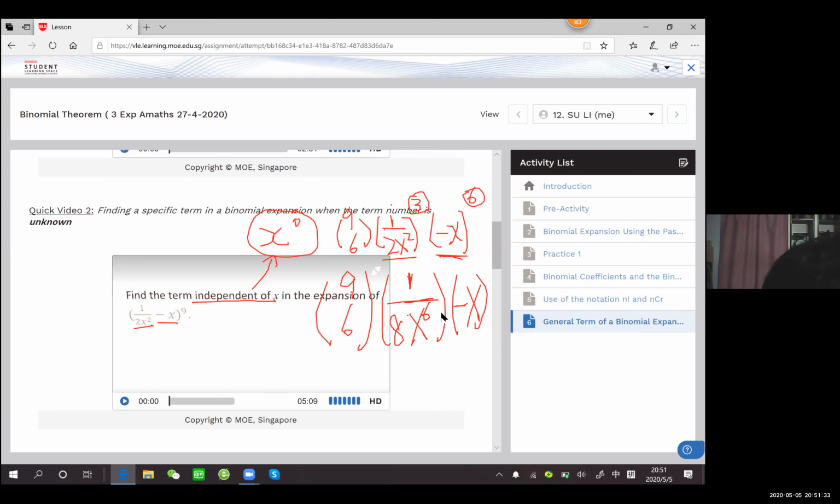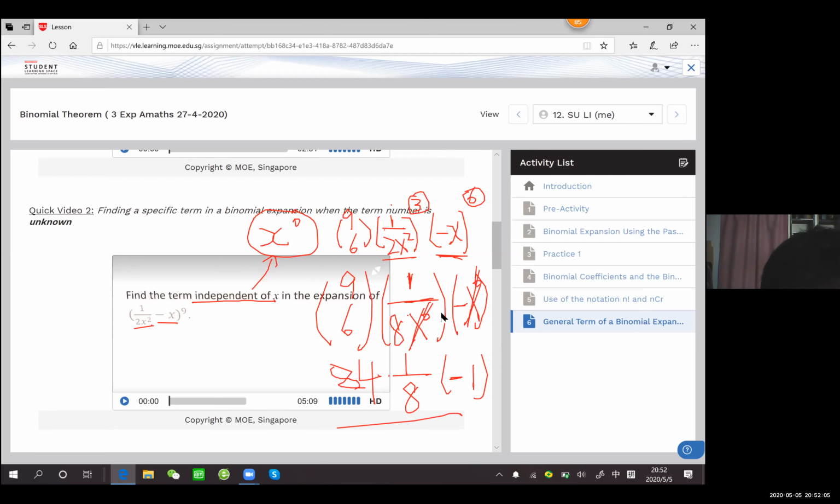Can you see that this one and this one cancel each other? So I don't have x already. So all I need to do is 9 choose 6. What is 9 choose 6? 84. Then the second term, I get 1 over 8, and negative 1. So this will give you the answer already.